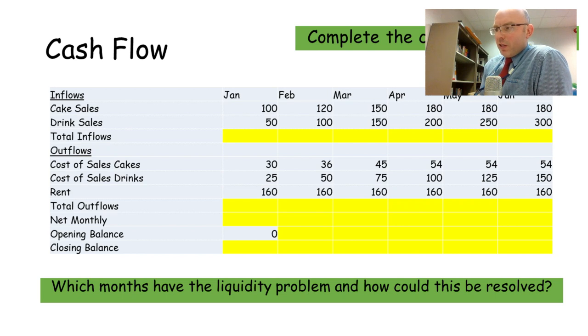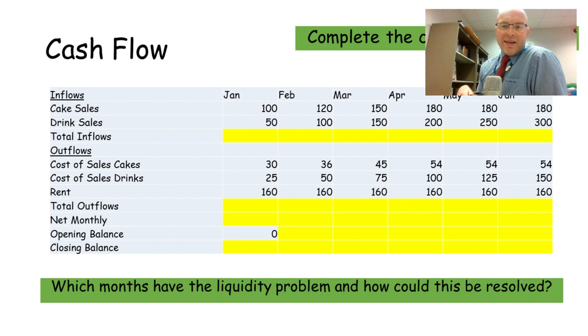How could it be resolved? Well, the liquidity problem is those first 4 months between January and April where the business is in its overdraft. How could it solve it? Well, it can make sure it arranges its overdraft so that it can use the money. The owner could invest more money. It could try and reduce the costs. It could even try and increase the price.